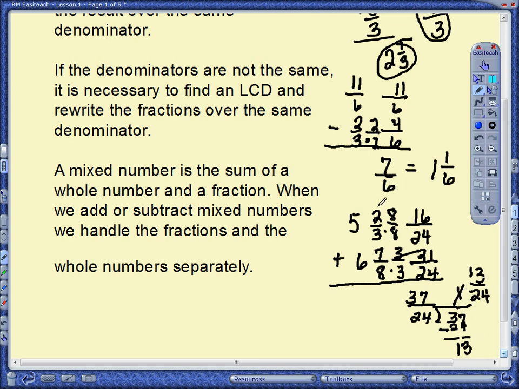We now cross that out and we add that 1 over here with the whole numbers. 1 plus 5 is 6. 6 plus 6 is 12. 12 and 13 24ths is our best answer.